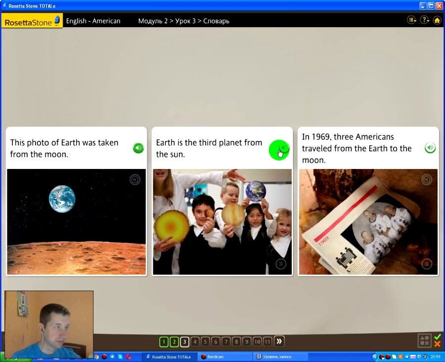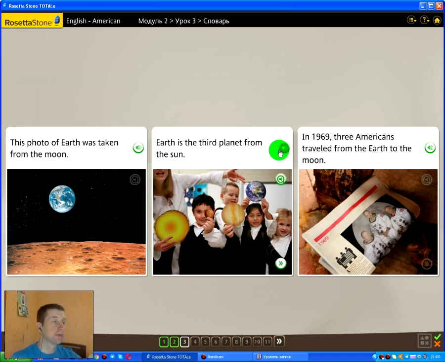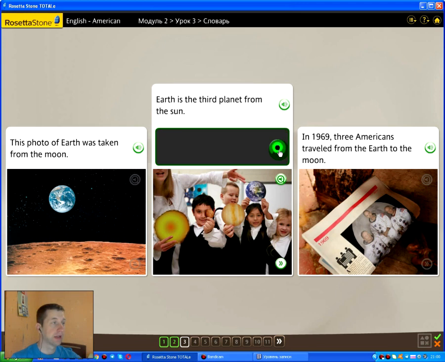This photo of Earth was taken from the moon. Фото Земли сделано с Луны. Earth is the third planet from the sun.